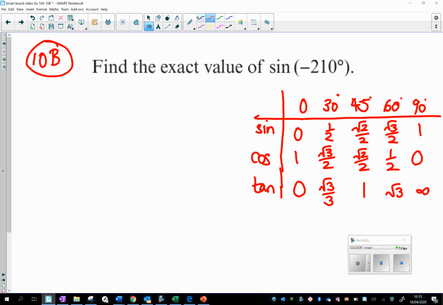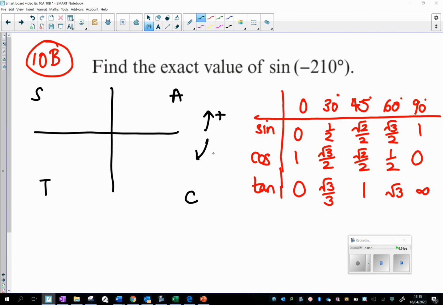Okay, so you're going to use the CAST diagram, and you're going to do the same as you did for exercise 10a. So draw the CAST diagram. So there's your A, S, T, C, and remember that's a positive direction, that's a negative direction. Think where minus 210 degrees is. Well, if it's a negative direction, it's going to be, that's minus 90, minus 180, minus 210 is going to be about there. So this angle here is minus 210, which means that this part here, well, we know that it's 180 round from there to there, which means that this bit here must be 30.